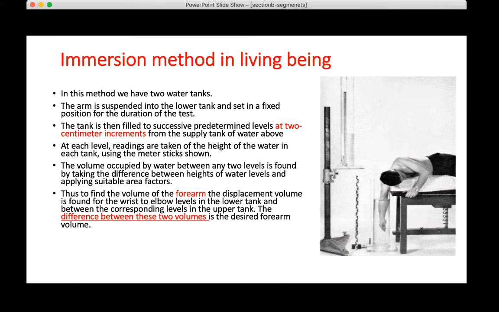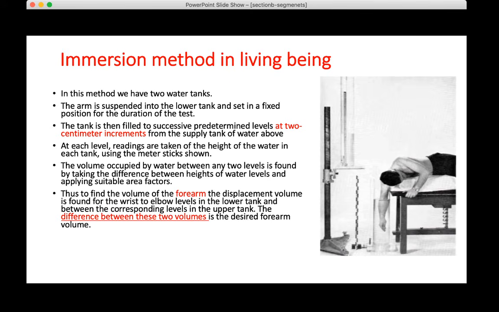Okay, the V1 is already known. So from the first cylinder, which is on the upside, the water will come and start pouring into the second jar where the arm is. Okay, so in this method we have two water tanks. The arm is suspended into the lower tank and set in a fixed position for the duration of the test.